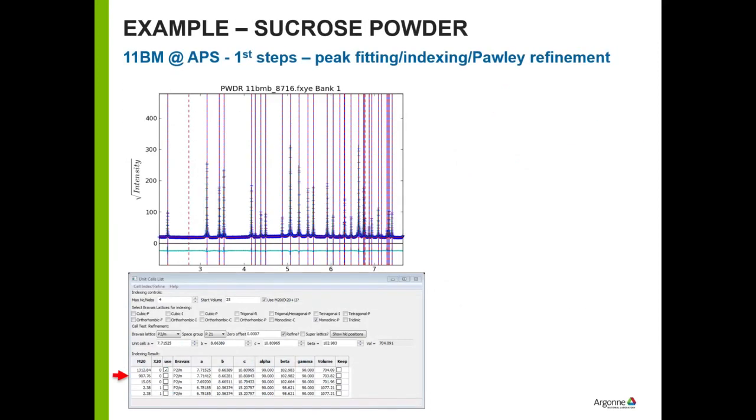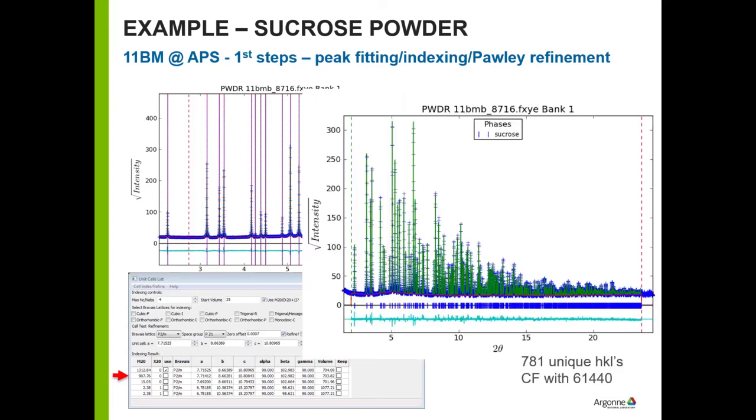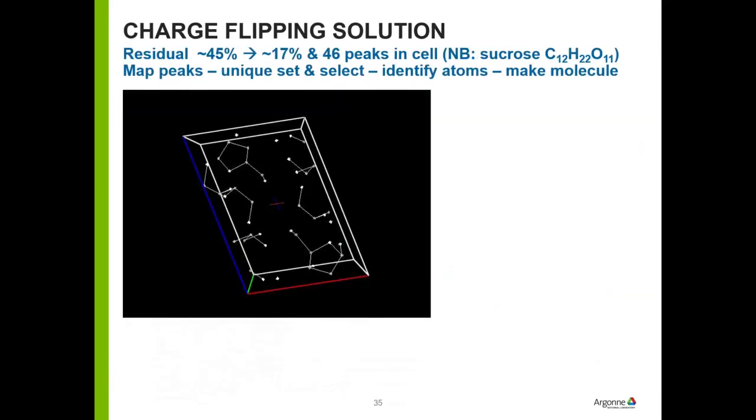And so this is sucrose, where you do the indexing, you wind up with a nice solution here for the peak positions. You then do a Pawley refinement, get a nice fit to the powder data and a set of structure factors, namely 700 odd unique reflections. And the charge flip then with that expanded box is 61,000 reflections, because that's how many points you're going to need in the map. And so here the original residual starts off at about 45%. It drops to 17% in the charge flip, which tells you that it's actually found an answer. And the cell has 46 peaks in it, which is exactly what you would expect for C12H22O11, ignoring the hydrogens. So the one-to-one correspondence.